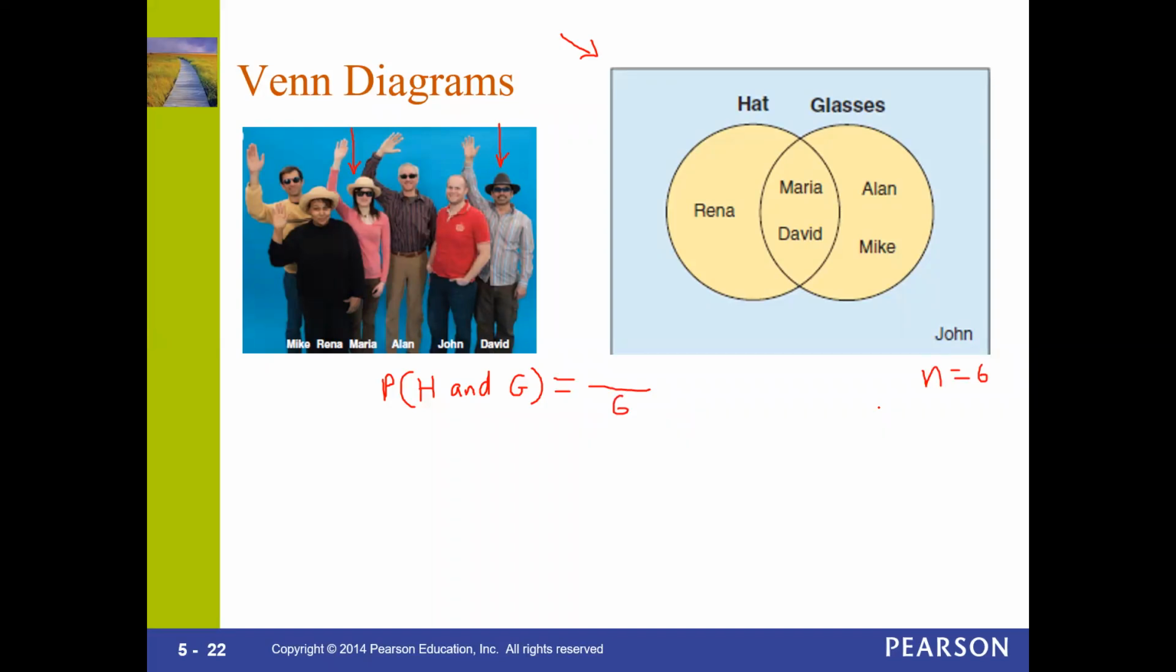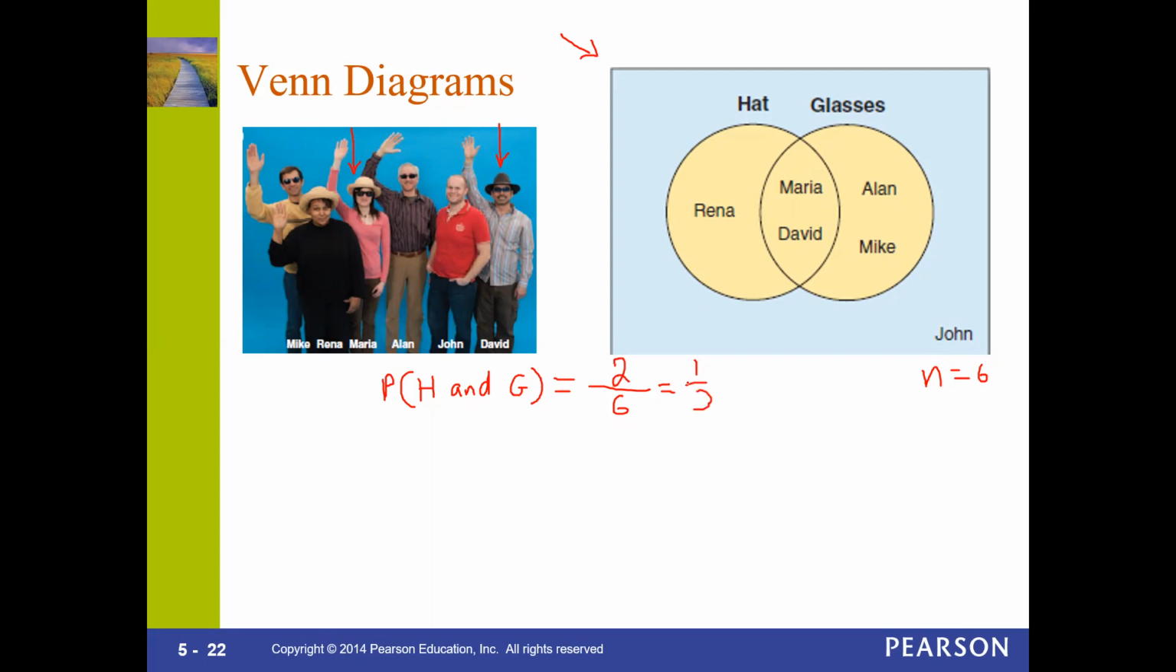So if I say probability of H and G, what do you think it will be? The one on top, how many H and G do we have? How many people wear hat and glasses at the same time? 2 people. Thank you very much. So you're going to have 2 people wearing glasses and hat at the same time. Therefore, that's going to be 1/3, okay?